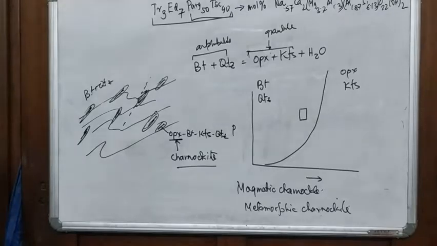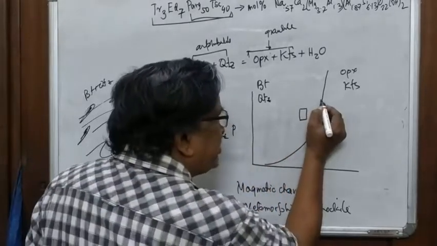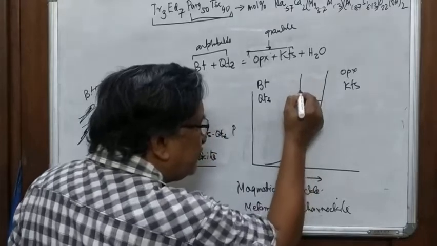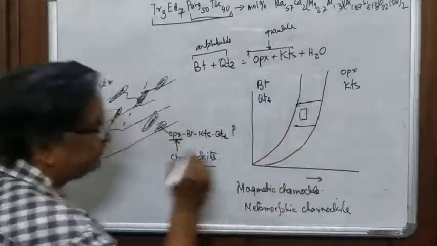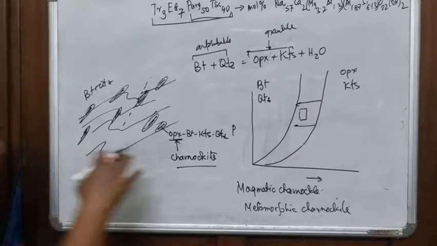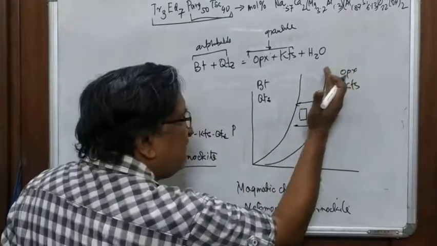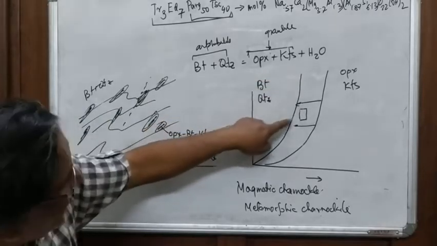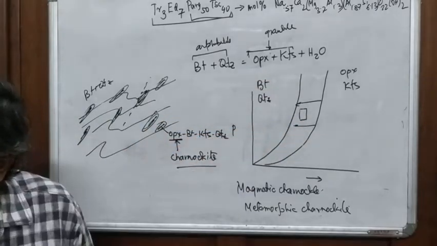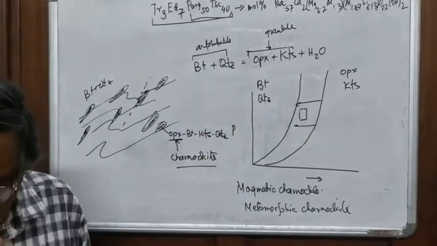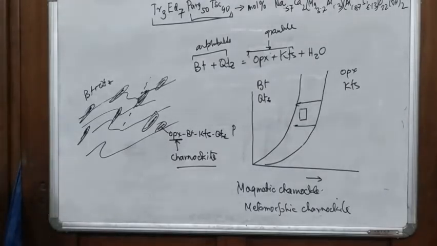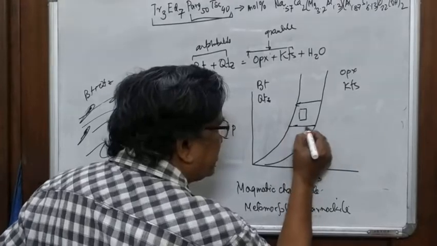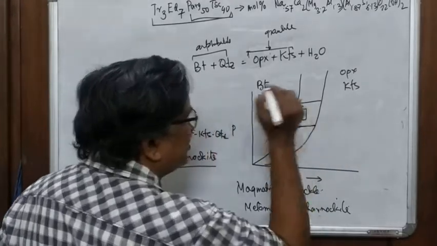But somehow, if you can shift the reaction to the left and bring you to this new position, then you see orthopyroxene K-feldspar crosses over the pressure temperature condition and you have orthopyroxene potash feldspar stable. So, the question is, how do you shift this curve to this position?